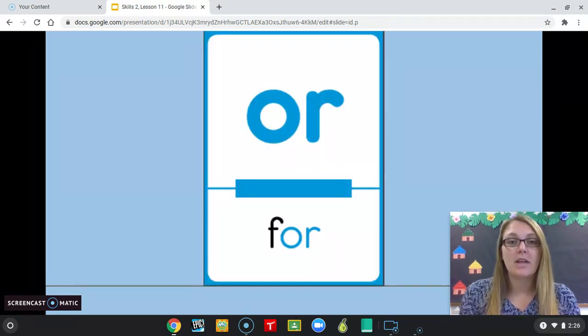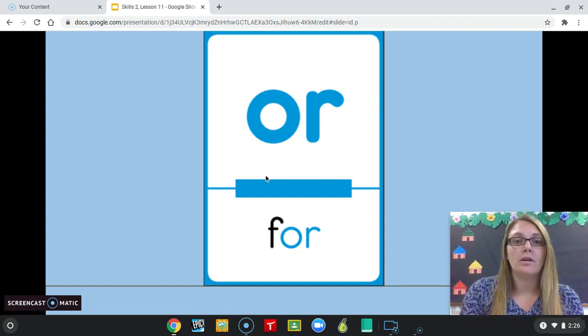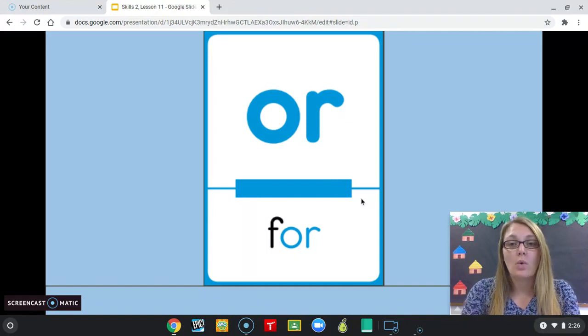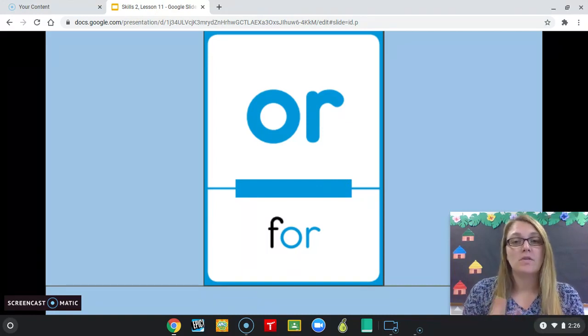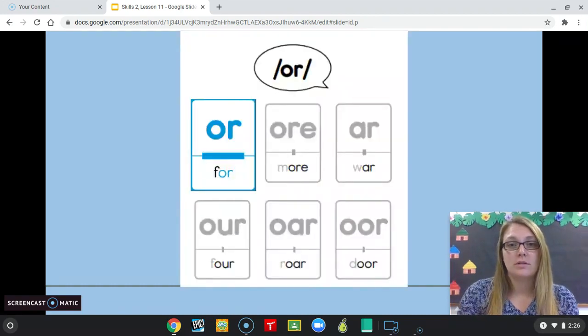Our other sound spelling is or, like in the word for. O-R is a very common spelling for the or sound. Notice that both of these were blue, so make sure you're adding them to your code chart. Here's our or.